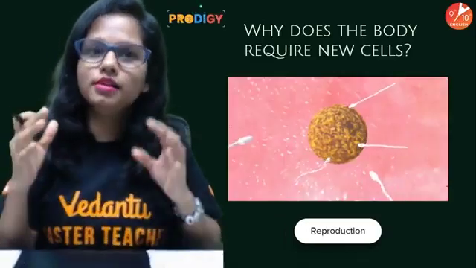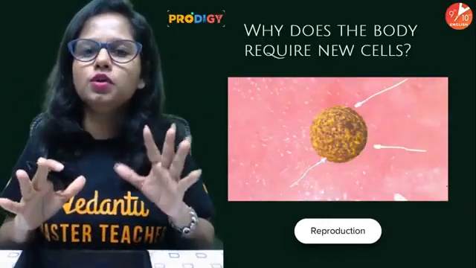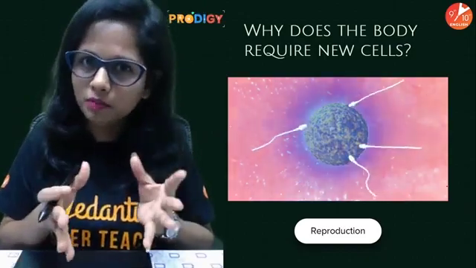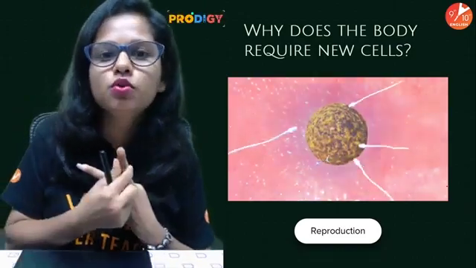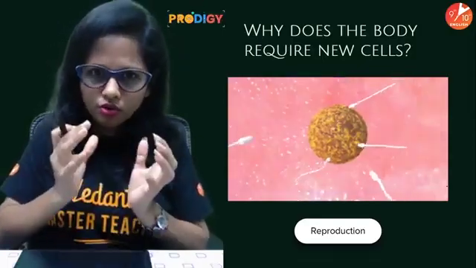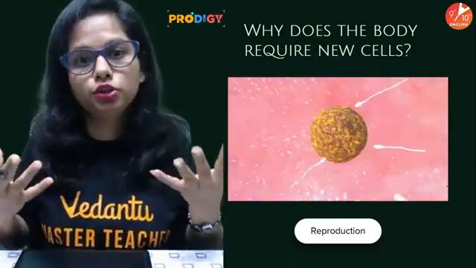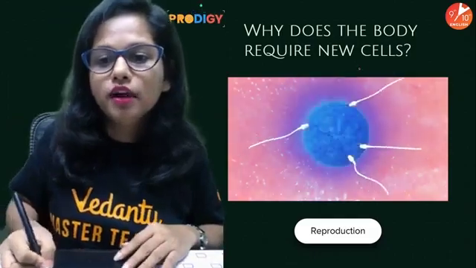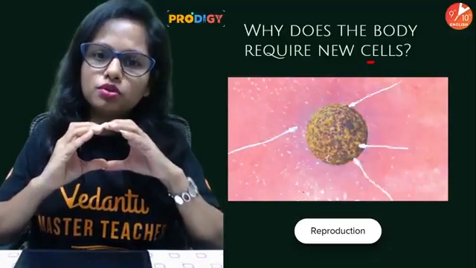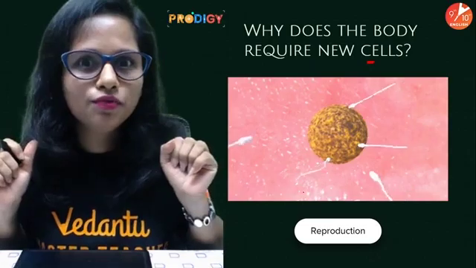Then the last and final reason: reproduction. Every individual has two objectives in its life. Every organism present on planet Earth has two objectives: one is growth and the other is reproduction. So every organism will grow and then reproduce. Now even for reproduction, we require new cells. Even a tiny little cell, if it has to reproduce, will split by means of cell division and new cells will be formed, right?